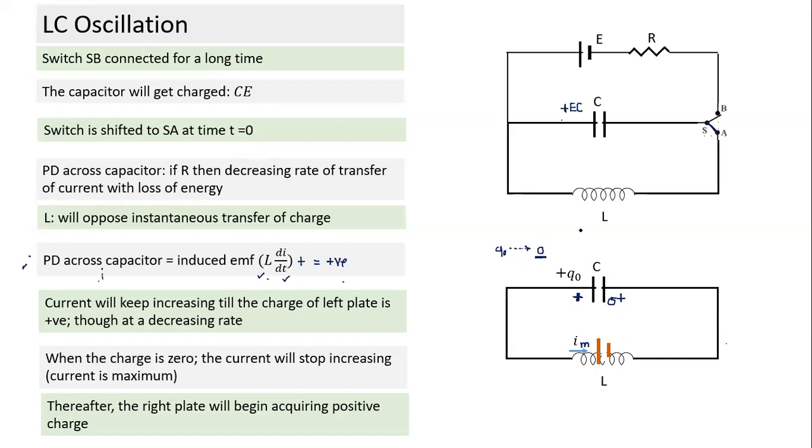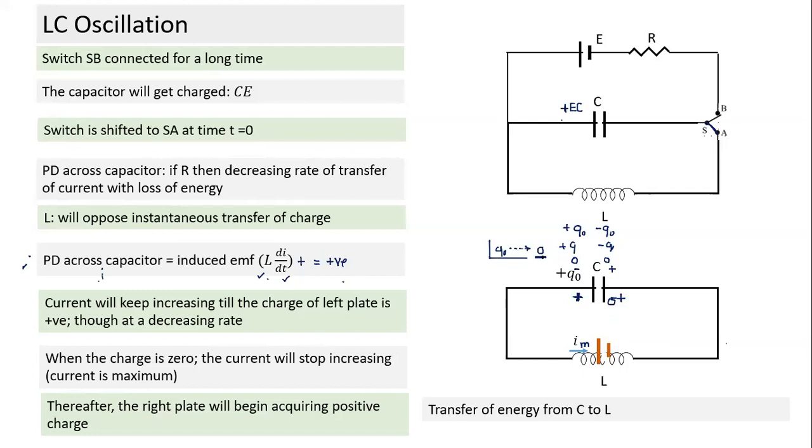So it was something like this. It was Q naught here, and minus Q naught there. After some time, it has become some value of Q, and this has become minus Q, where Q is lower than Q naught. Then this has become 0 and this has become 0. Afterwards, with further transfer, I am adding positive charge here. So what will happen now? This will become negative and this will become positive. Thereafter, the right plate will start acquiring positive charge.